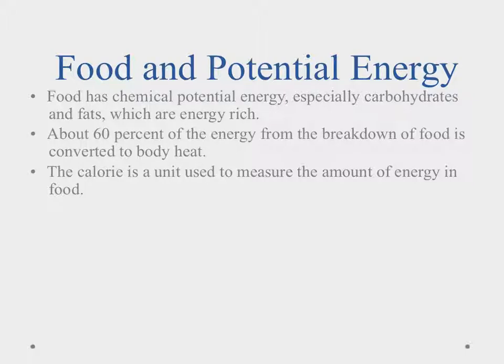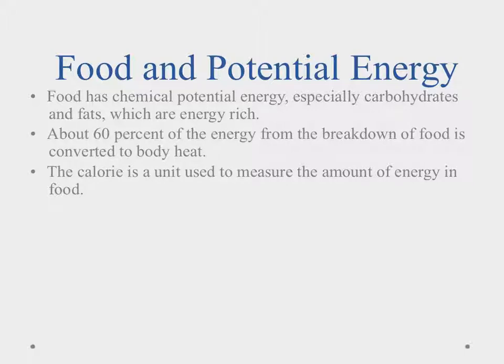Okay, so the ultimate source of energy for us comes from our food. And food has what they call chemical potential energy, and that's going to be energy that's stored in its bonds. When those bonds are broken, it'll release energy that can be used for other things. Now, carbohydrates and fats are considered energy rich, and that's because they have a lot of bonds that are able to be broken to get this energy. And remember, we don't get the energy straight from the food, we have to convert it into ATP first.